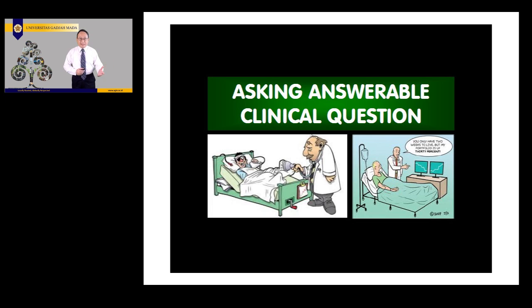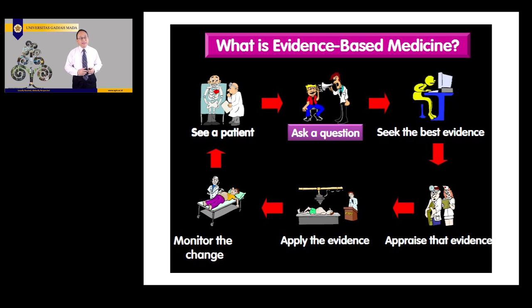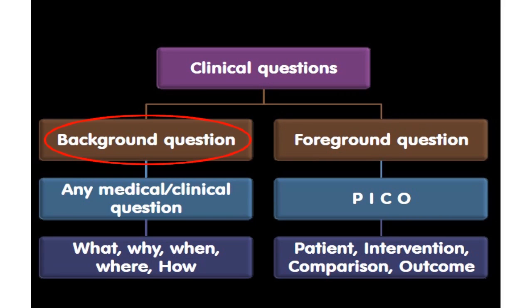Okay, let me discuss asking answerable clinical questions. This is the first step of doing evidence-based medicine. First, we understand the background question and foreground question. Background question means, for instance, you ask what is the etiology of stroke? What are the risk factors for developing heart failure? What are the risk factors for lung cancer? All those questions are background questions. They can only be raised by new medical students. But when we practice as clinicians, we have to move from background questions to foreground questions.